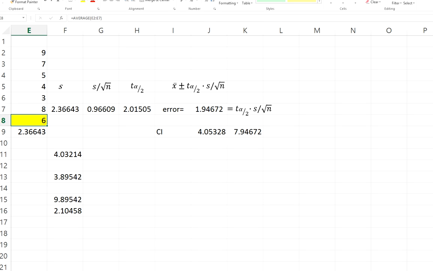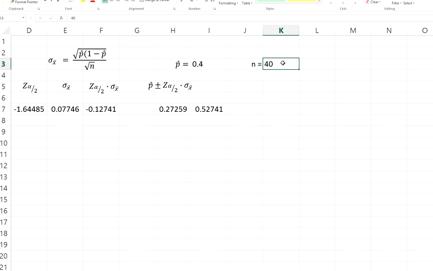Number 10. So n equals 40. The drop is 16, so p hat is 16 over 40. Very simple. Z alpha for the 90% confidence interval I obtained by NORMSINV 0.1 over 2. Remember, for the normal distribution you need to divide by 2. For the t distribution you do not.